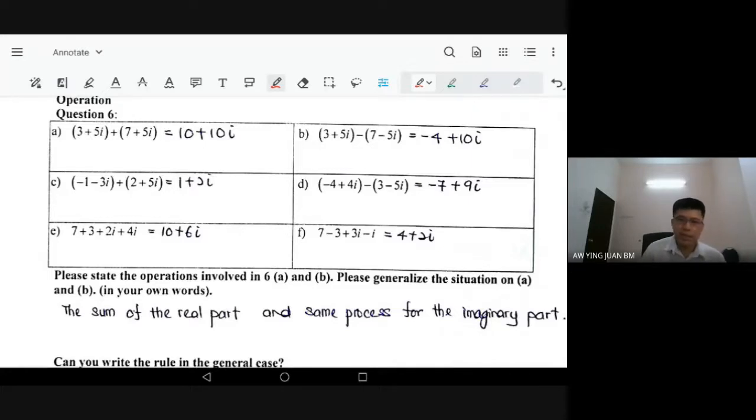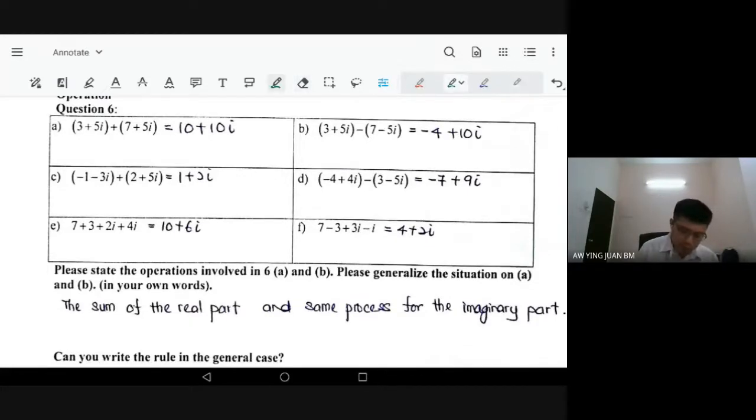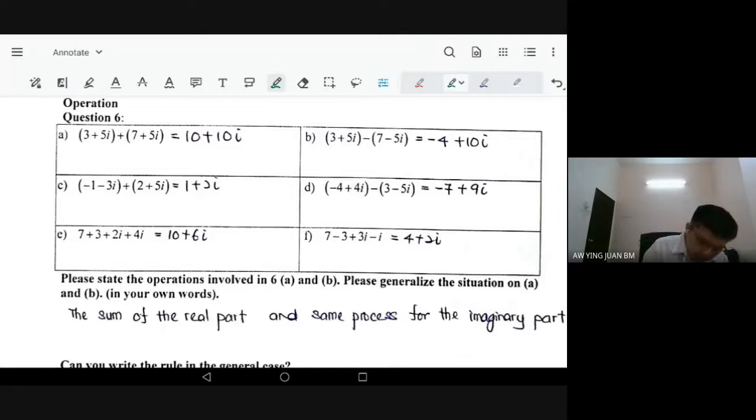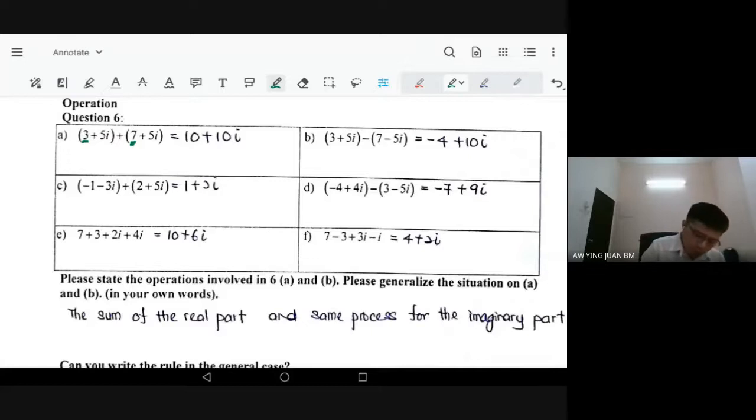You dah belajar masa Form 3, Form 2, Form 4, Form 5. If you still remember what is like term, what is unlike term. Operation plus and minus. So this is the real part. Real. So real plus with the real. So we have 10. Imaginary and imaginary. So we will have the answer for imaginary. Tambah.